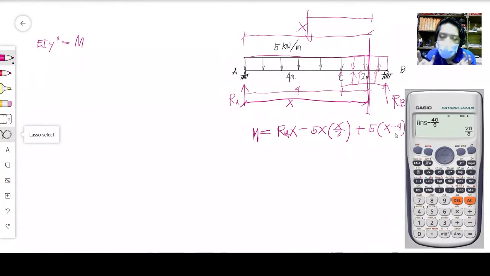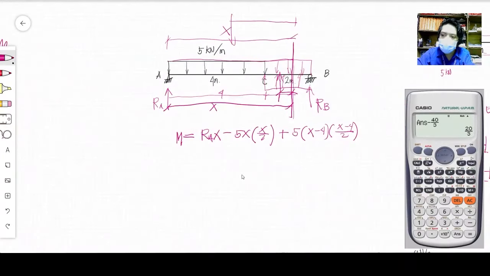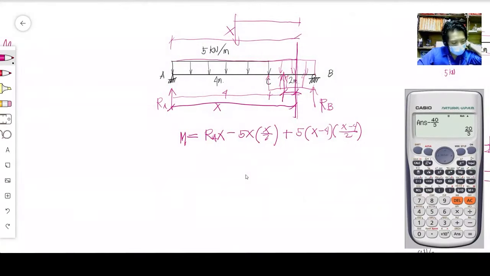Take note, magnitude pala ito niya. This is the magnitude of the uniform distributed load, ini nga 5. Tas ini and iya the distance where the uniformly distributed load is acting. So ini hiya nga duduha when you multiply, that's the magnitude of the force pa lang. Multiplied by the moment arm, that is x minus 4. Tas ini nga distance, that is x minus 4 over 2. Okay, so amo ito niya iya equation.